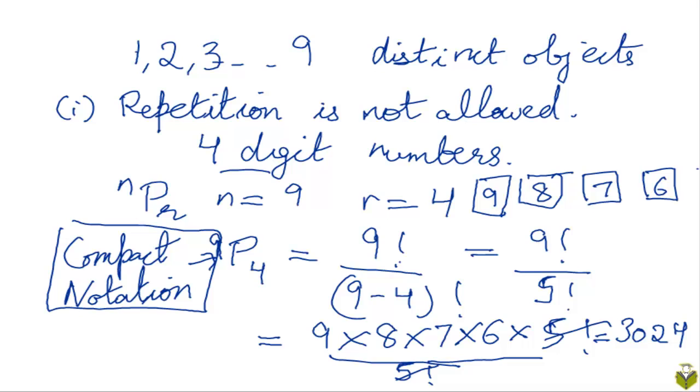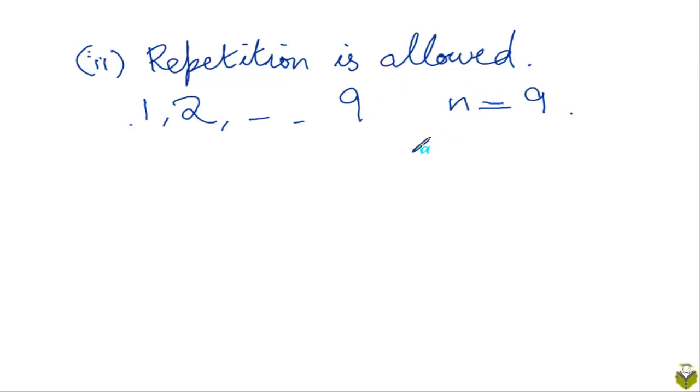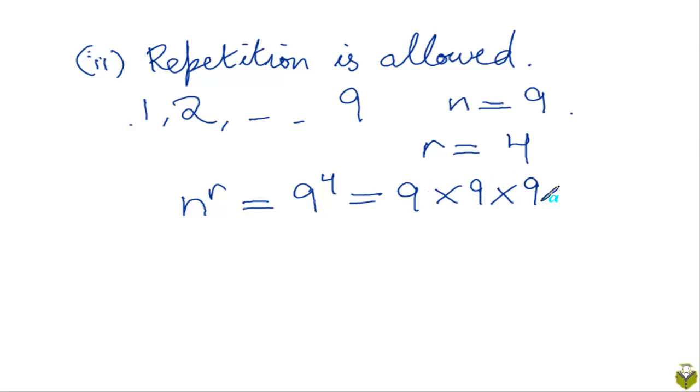Okay, so let us look at the second part, which is where repetition is allowed. Again, here we had n equal to 9 and r equal to 4 because you are making 4-digit numbers. But here repetition is allowed, so the answer is just n raised to the power r. So that is 9 raised to the power 4. So it's just 9 into 9 into 9 into 9, which is 6561. So that is the answer.